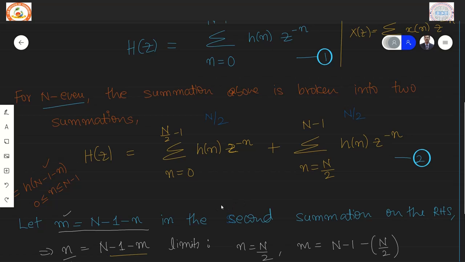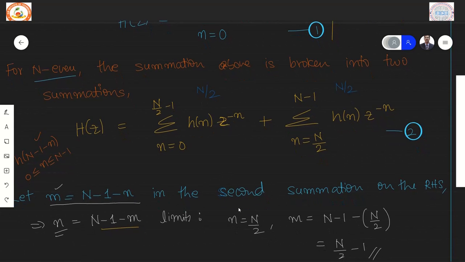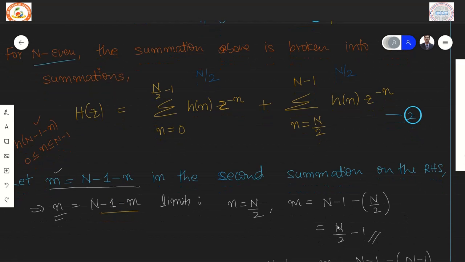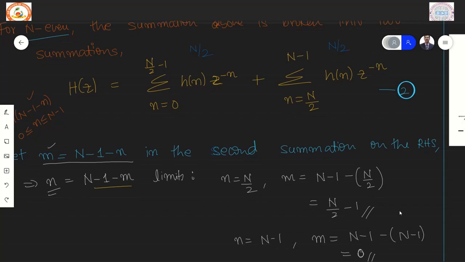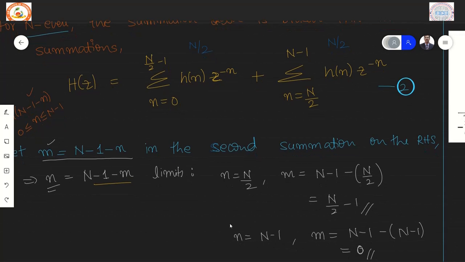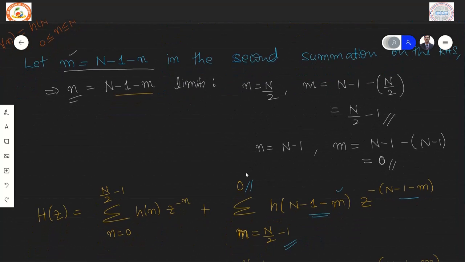Now since n is being replaced, we have to change the limits as well. The limits can be calculated by substituting the values of the previous limits in the equation. Therefore, substituting n equal to N by 2 in the equation for m and simplifying it gives you the limit N by 2 minus 1. Substituting the upper limit, which is capital N minus 1, in the same equation and simplifying gives you the limit which is 0. Therefore, now equation 2, second summation, will become what is shown here.